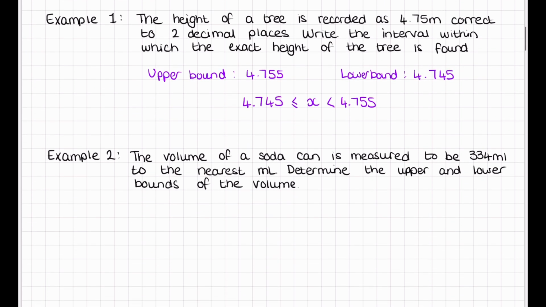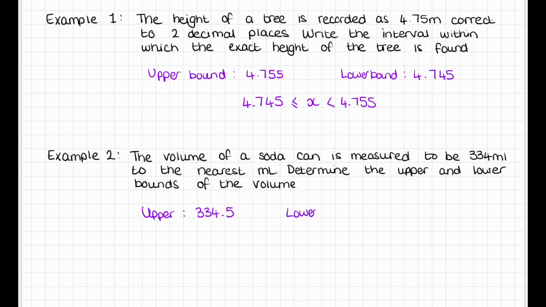Example 2, the volume of a soda can is measured to be 334 ml to the nearest millilitre. Determine the upper and lower bounds of the volume. Let's look at the upper first. We've got 334, and we're going to add on half a unit, so we're going to put in a 0.5, because up to that would still round to 334.